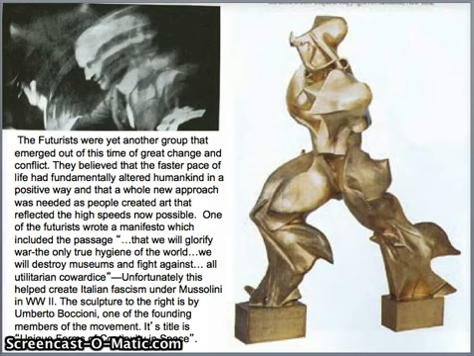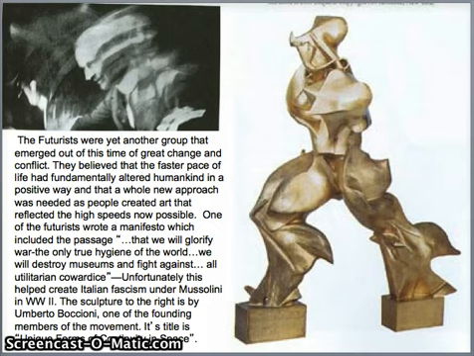One of the futurists wrote a manifesto which included this passage, I'm quoting, that we will glorify war, the only true hygiene in the world. We will destroy museums and fight against all utilitarian cowardice. Unfortunately, this helped fascism, which was led by Mussolini in World War II.